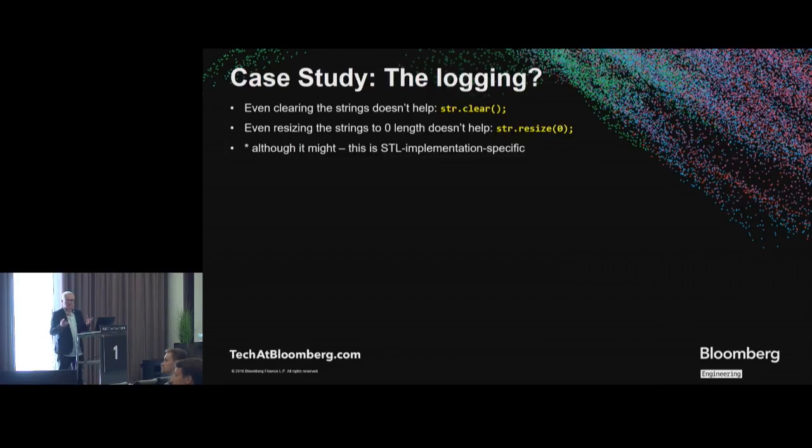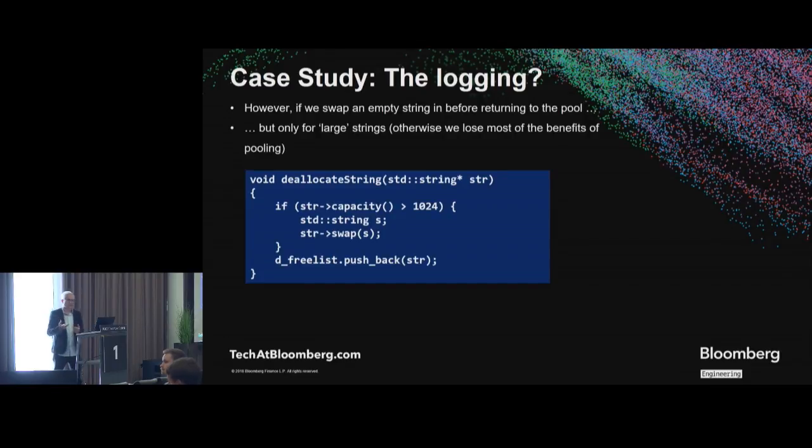Often that doesn't help. What clear does to the string storage is implementation defined. Often it won't bother to clear out the memory that's been allocated for that string. Even resize 0 doesn't necessarily change the capacity of that string. It might. You just don't know. In our case, it didn't. What we found actually is the only way to really clear out a string before putting it back in the pool is to swap in an empty string.